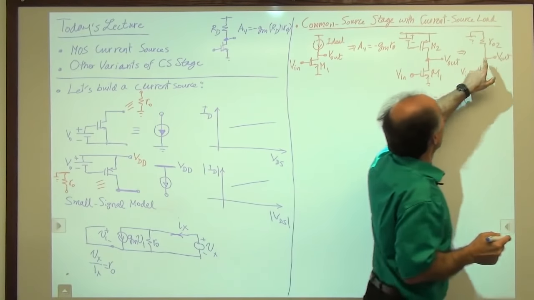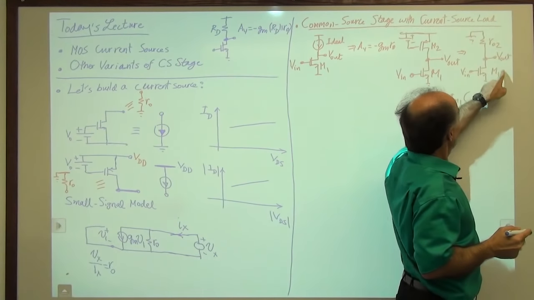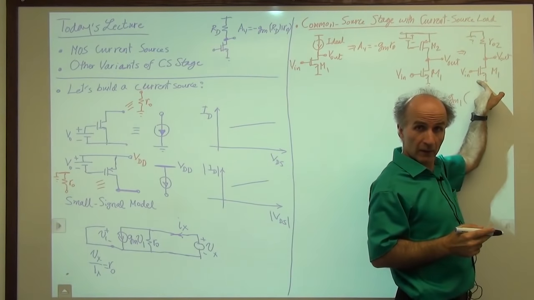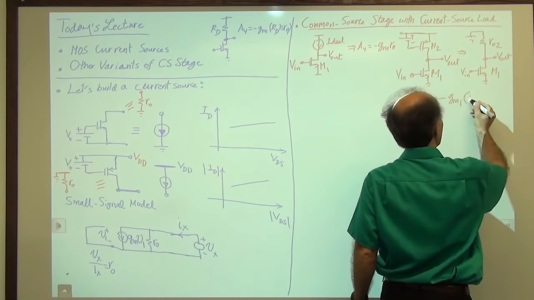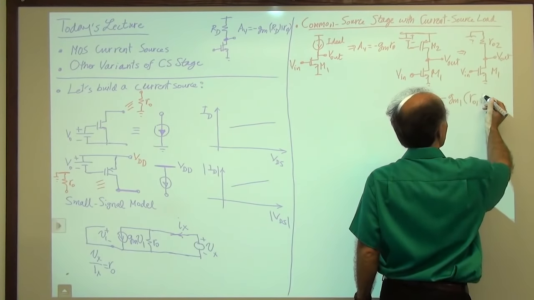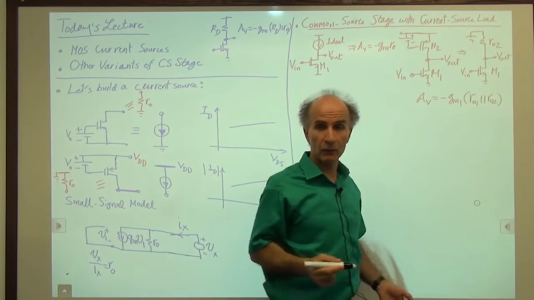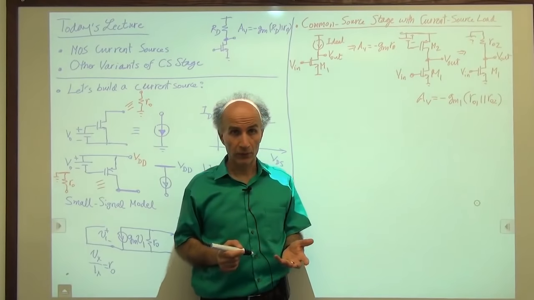So here we have RO2 going to AC ground. We also have RO1 going to AC ground because the source of the device is at ground. So this would be RO1 in parallel with RO2. So that is the voltage gain of a common source stage with a current source load.